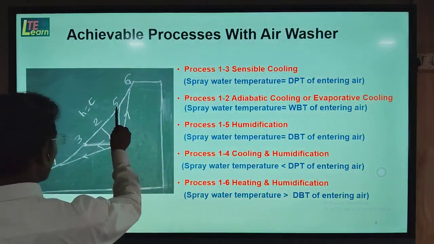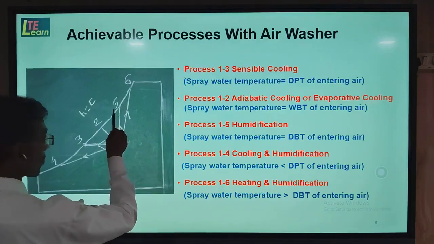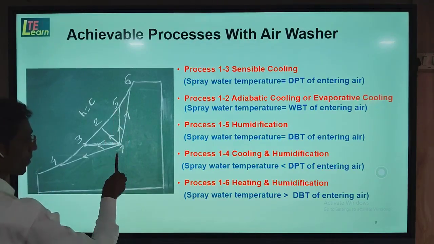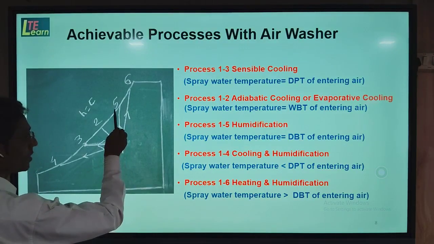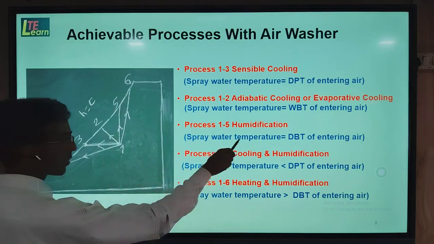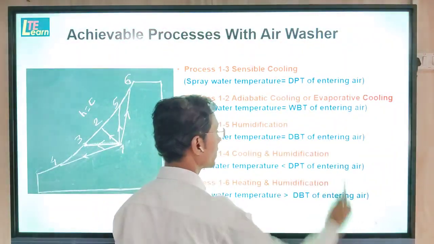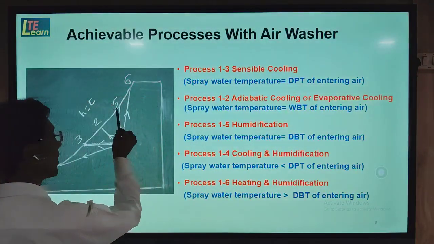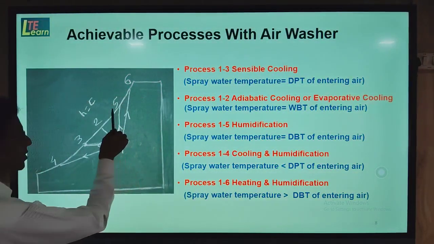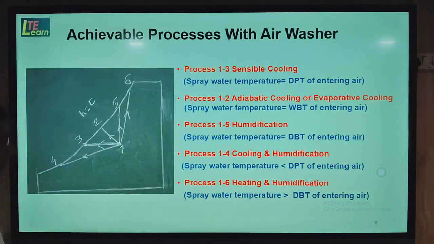Now, the 1 to 5 process is one in which dry bulb temperature is constant, only the humidity is changed. To obtain this process, the spray water temperature should be equal to the dry bulb temperature of entering air. Then we achieve this process 1 to 5, which is called the humidification process.